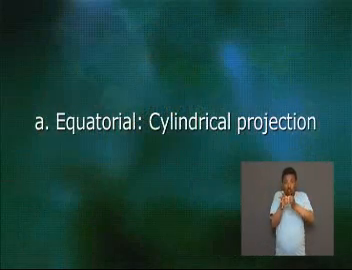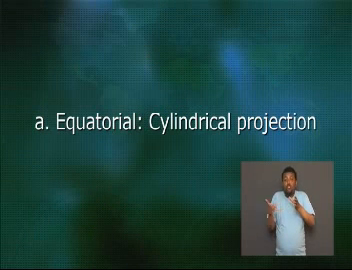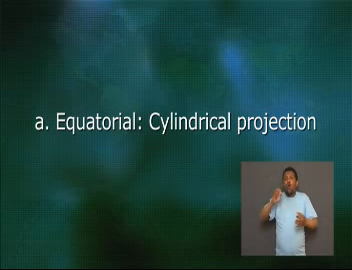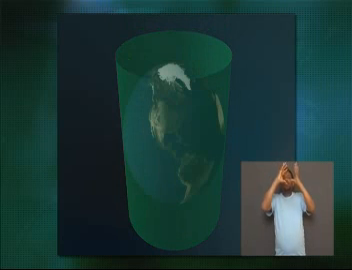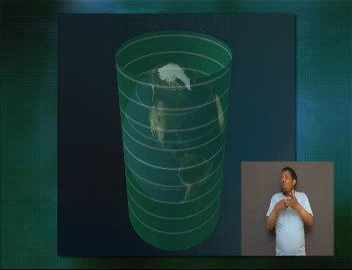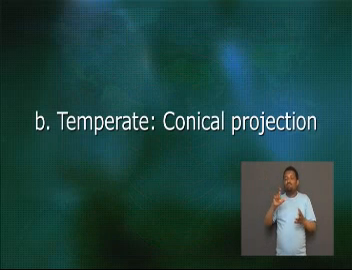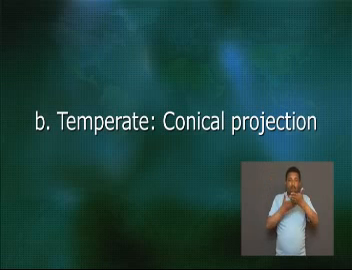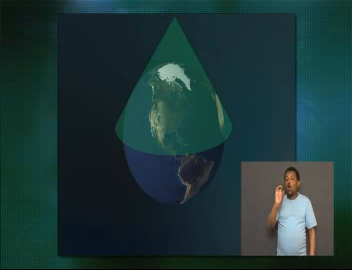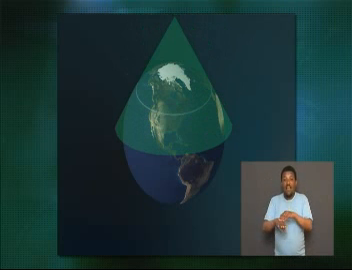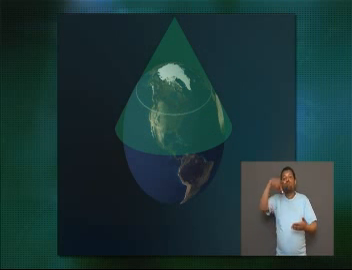Cylindrical projection is the best type of map projection to use to depict equatorial or tropical regions of the world. This technique tangents the globe at the equator and is thus most accurate at this position. The map distortions increase poleward. Conical map projection is the best type of map projection to depict temperate or mid-latitude regions of the globe. This is because the conic technique tangents the globe between the equator and the poles. Distortions increase outward in either direction.